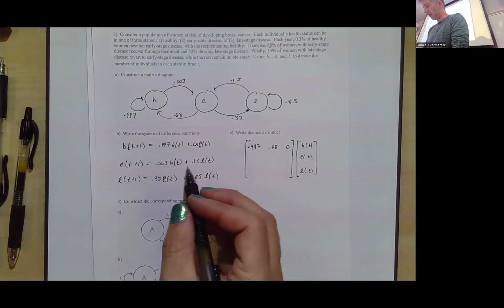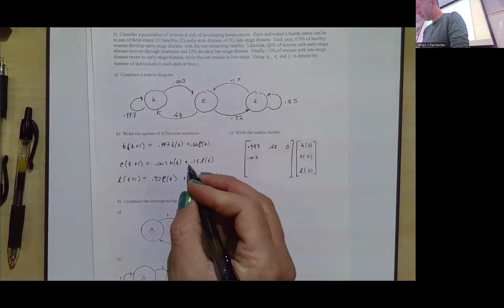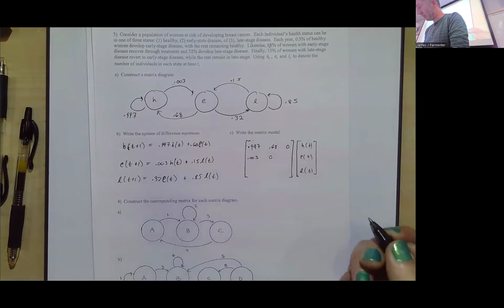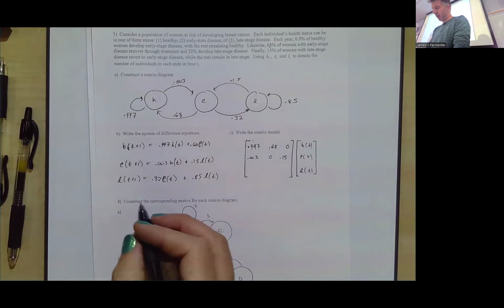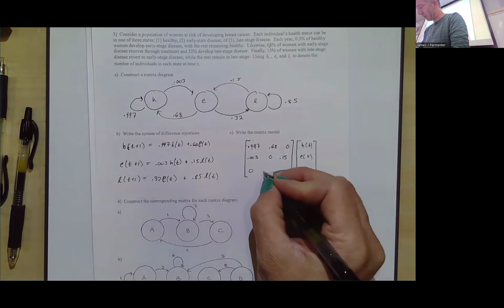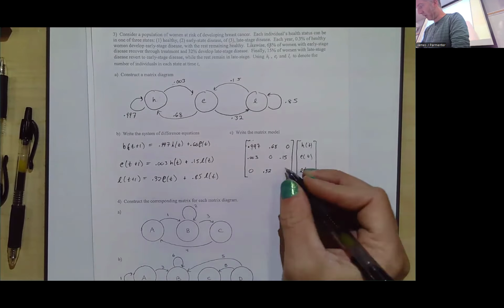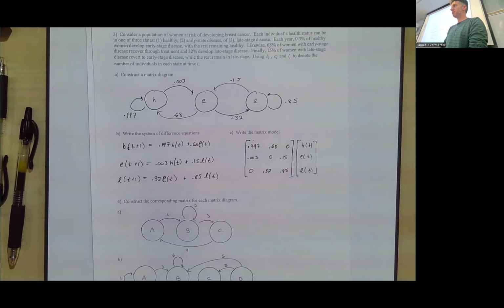Same deal for the E. It's going to be 0.003 times H plus 0 times E plus 0.15 times L. And finally, for the L, it's going to be 0 times H plus 0.32 times E plus 0.85 times L. Okay, it's not too bad.